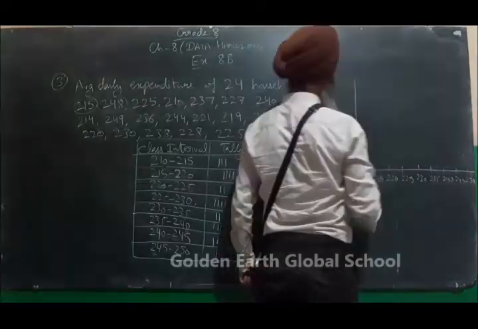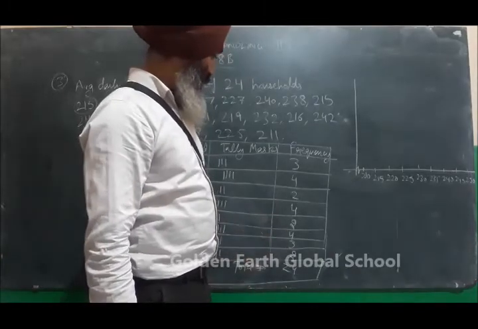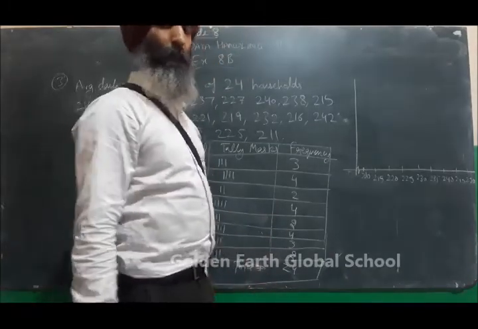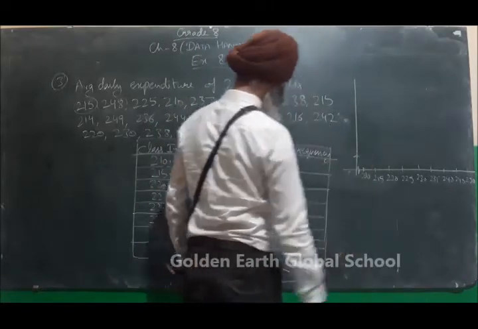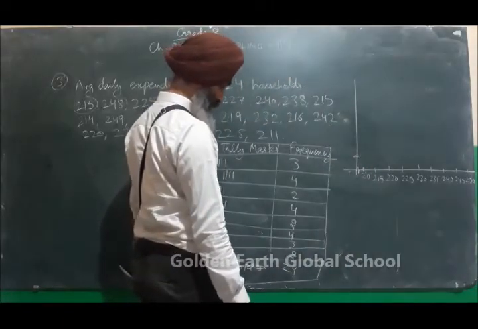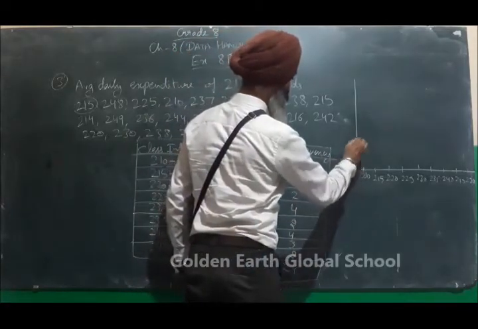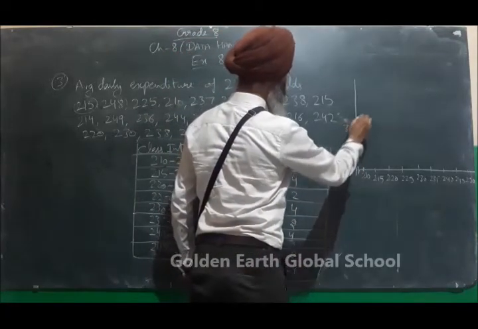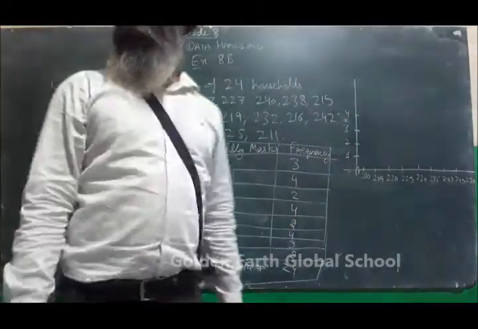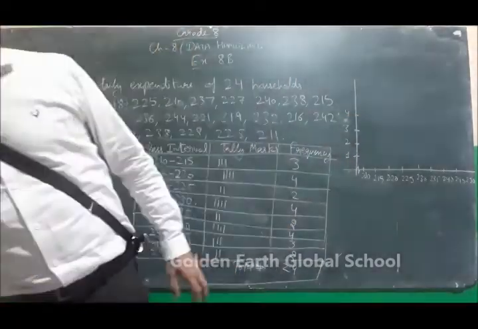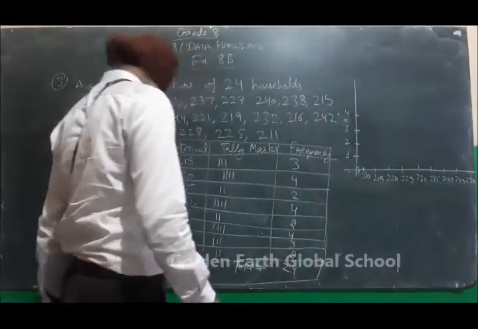Which scale will you be taking? According to me, you have to take 1 or 0.5. So take a scale of 1 or 0.5. I am taking 1, 2, 3, 4. You have to mention what they represent.